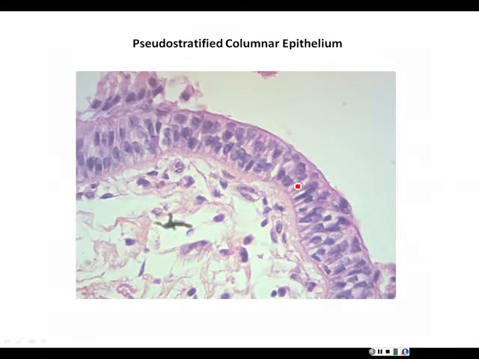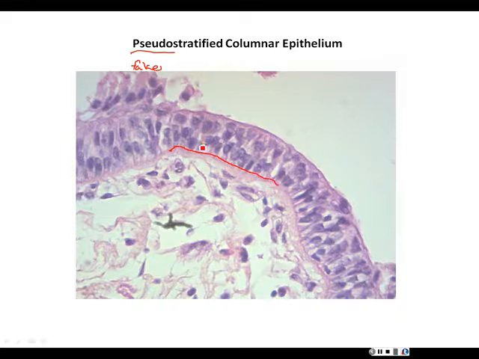Now there are a couple of wacky epithelium types that I want you to take a look at. The first is pseudostratified columnar epithelium. Pseudo means fake. And this is called pseudostratified because it looks like stratified columnar epithelium, but it's really just a single layer of cells. Believe it or not, all of the cells in this epithelium actually touch the basement membrane. So your basement membrane is kind of along there.